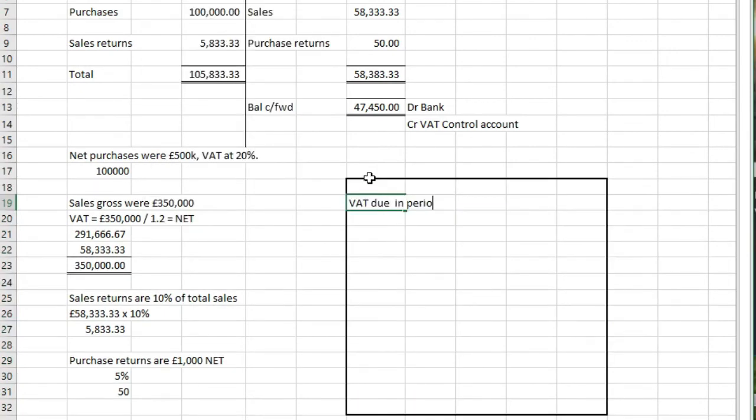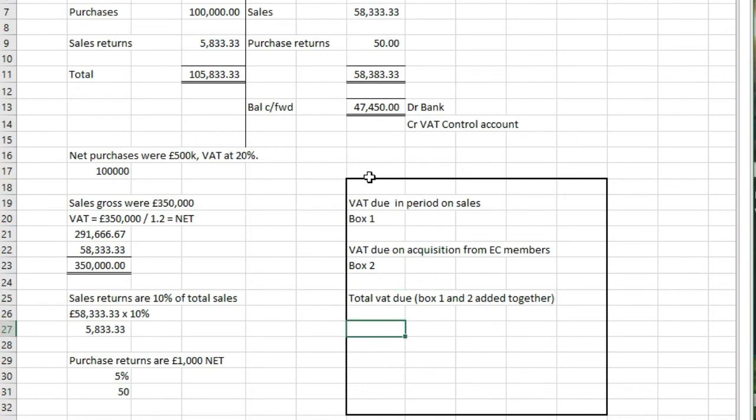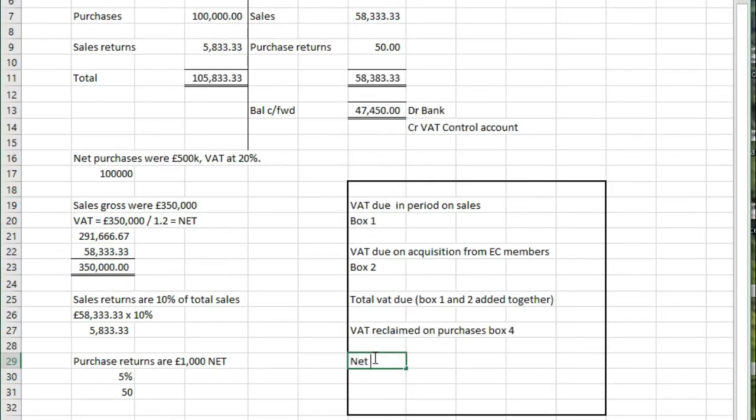VAT due in the period on sales goes in what we call box 1, and then VAT due on acquisitions from EC members goes in box 2. And then we have a box for total VAT due, which is just box 1 and 2 added together. And then we have VAT reclaimed on purchases. And then we have the net VAT, which is the difference between box 3 and box 4. So this one is actually box 5.